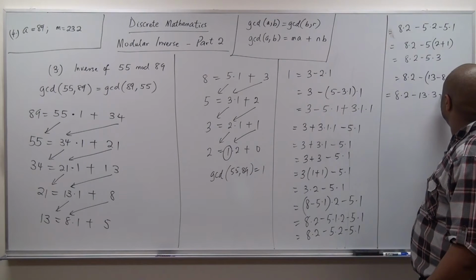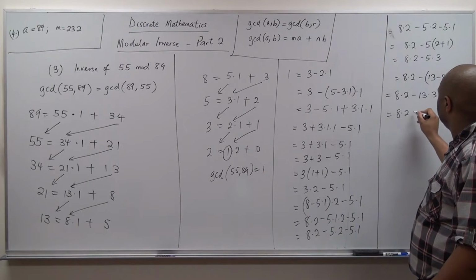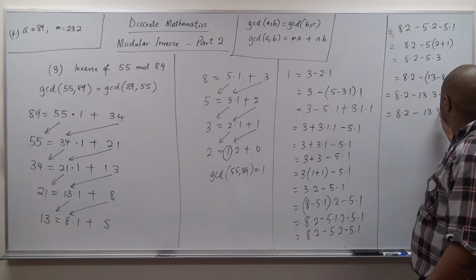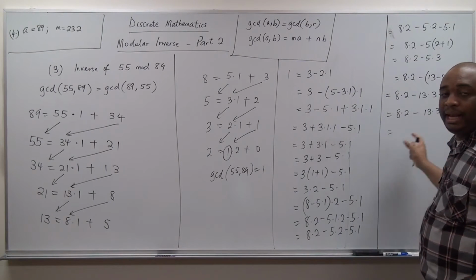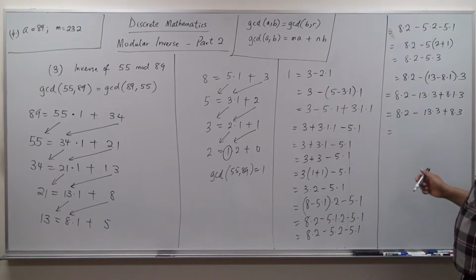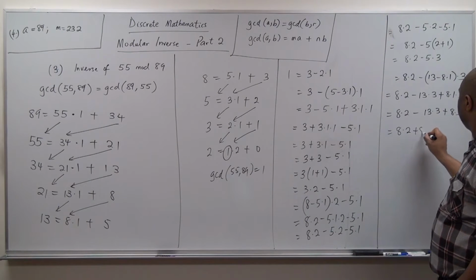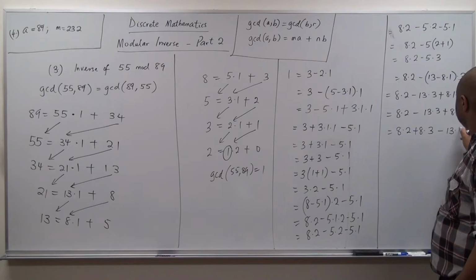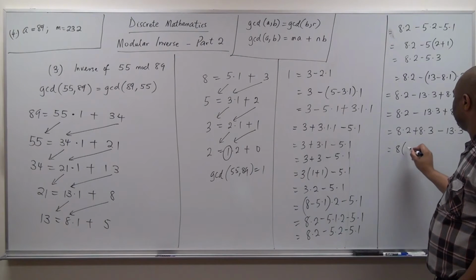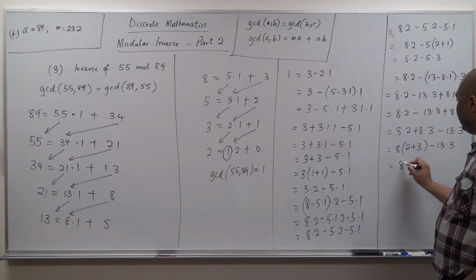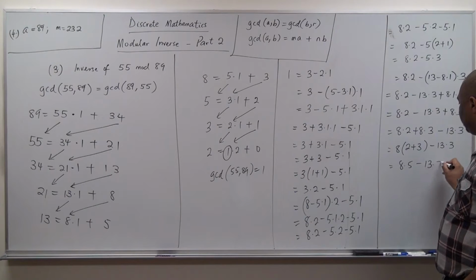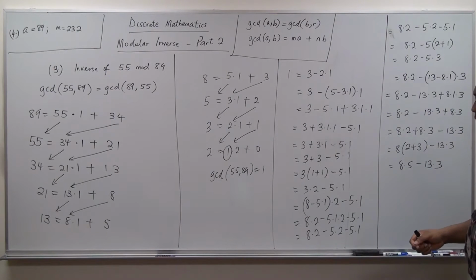13 times 3 plus 8 times 1 times 3, which is 8 times 2 minus 13 times 3 plus 8 times 3, which is, we bring the 8s that are common, right? 8 times 2 plus 8 times 3 minus 13 times 3, which is 8 into 2 plus 3 minus 13 times 3, which is 8 times 5 minus 13 times 3. Right? So we've expressed it now in 8 and 13.